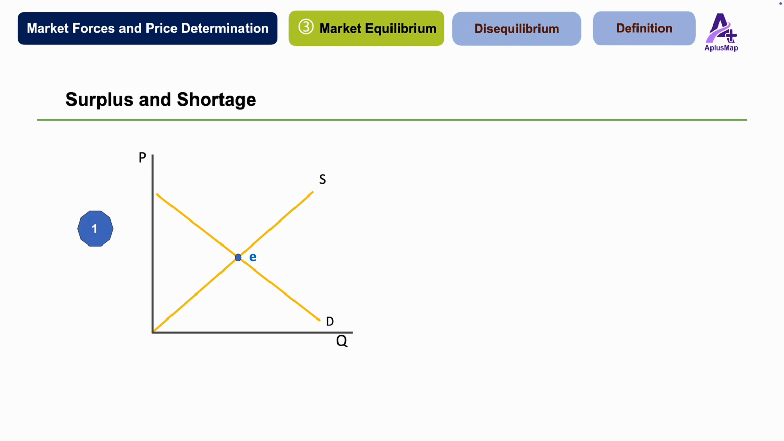Two possibilities. If the price is stuck above equilibrium, producers want to sell a lot, QS, but buyers don't want that much at the high price, QD. So QS is greater than QD. You get a surplus. Too much stuff piling up.